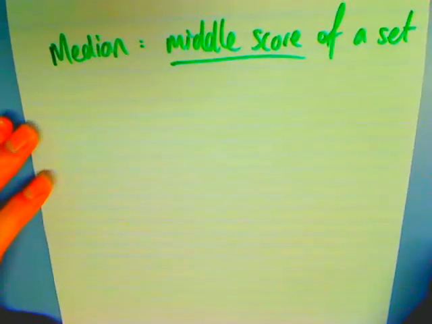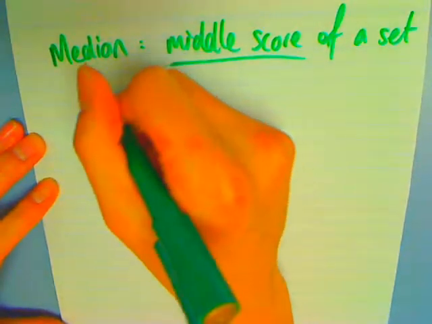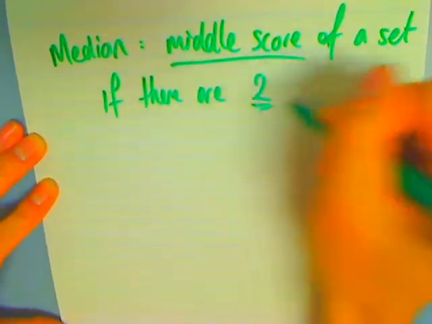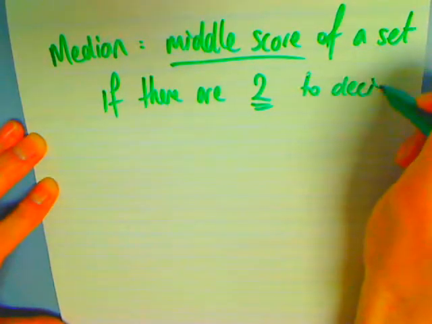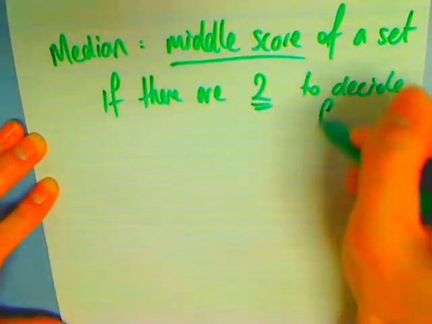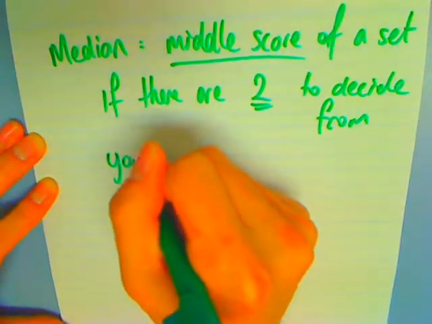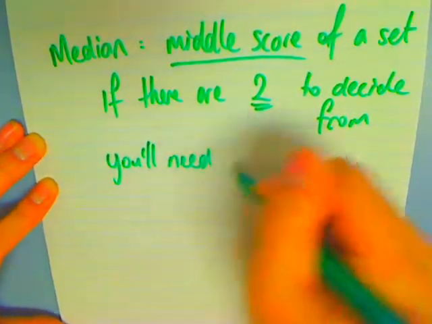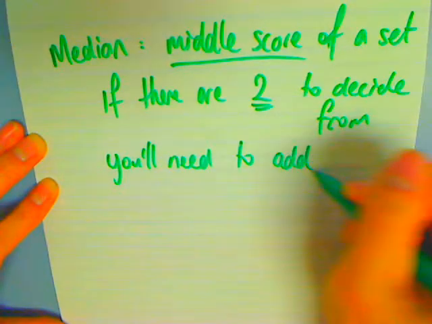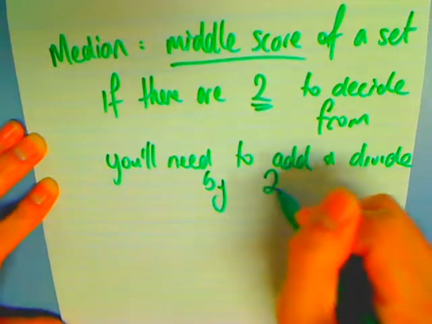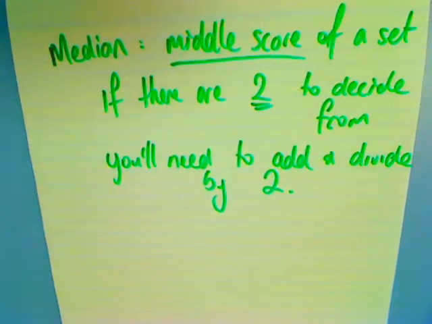It's got to be the exact middle. In the case that you get two middles, if there's two to decide from, you'll need to add them and then divide by 2. Okay, so that's a straightforward formula.